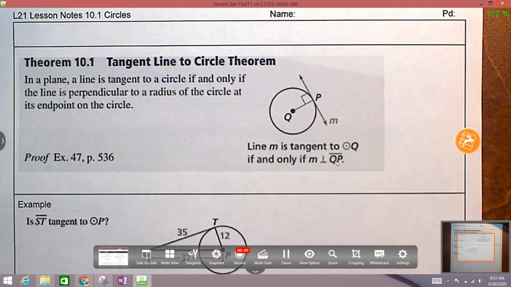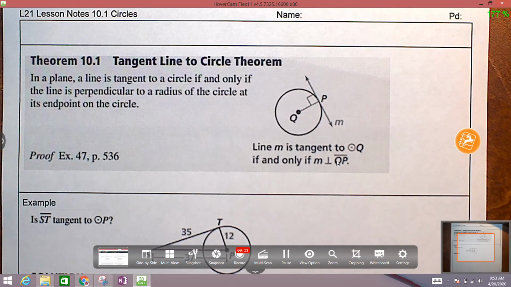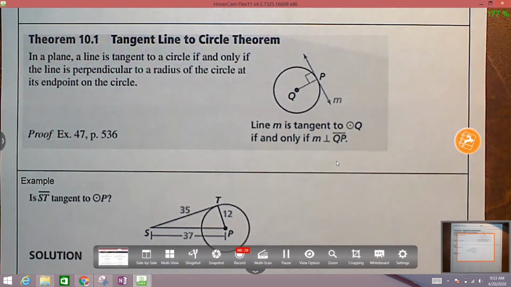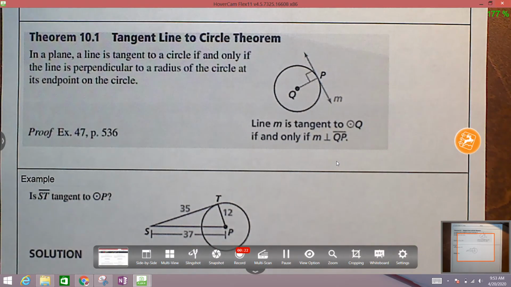This is lesson 21. In this lesson, we just have one theorem and one example. So let's go ahead and go through those. First, I'm going to read the theorem and then I'm going to explain it. In a plane, a line is tangent to a circle if and only if the line is perpendicular to a radius of the circle at its endpoint on the circle.